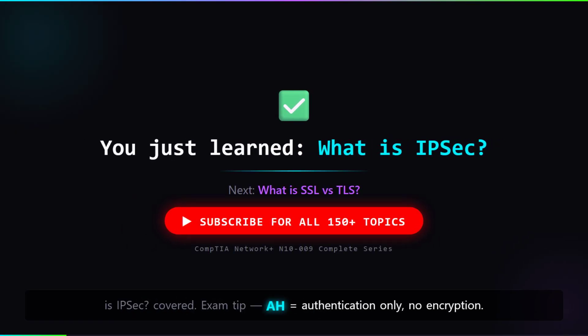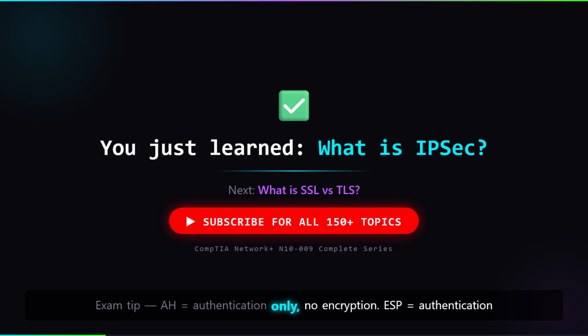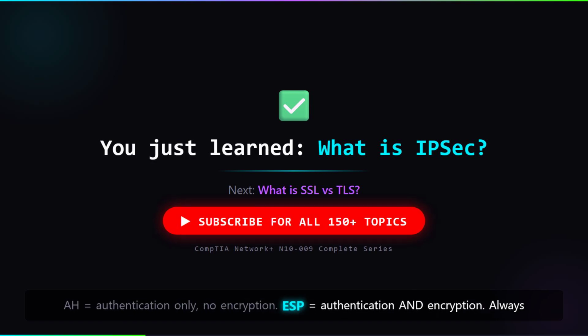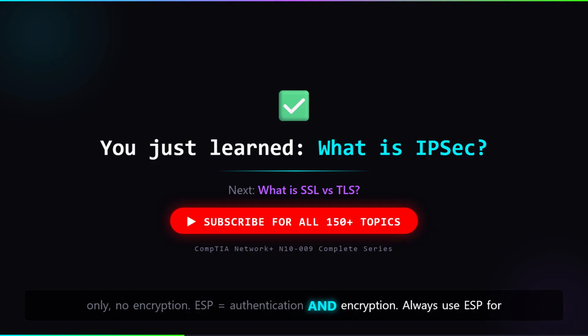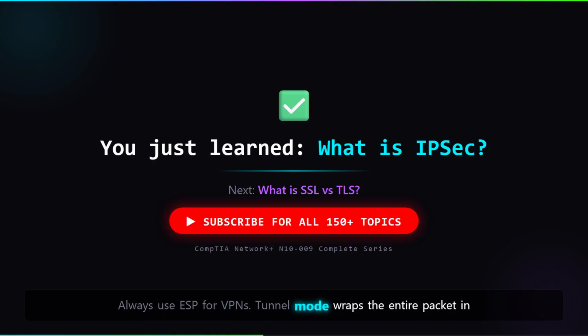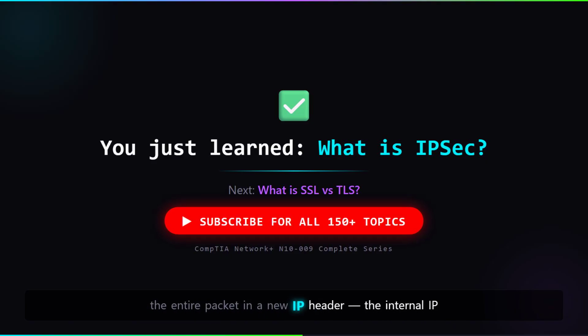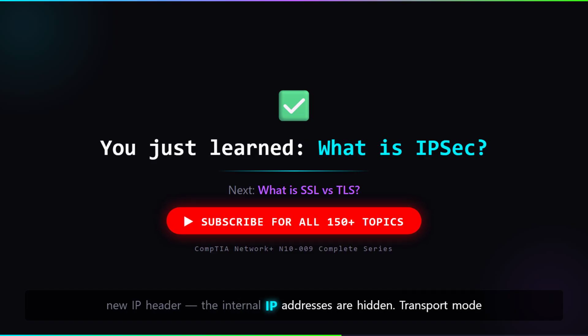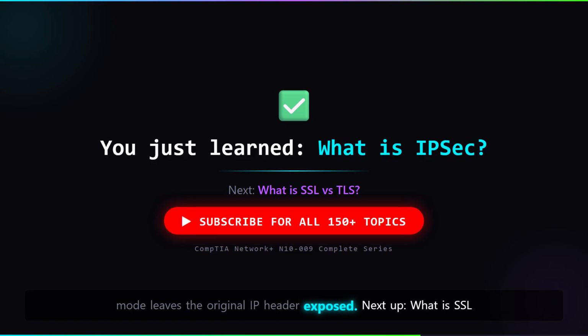Exam tip: AH equals authentication only, no encryption. ESP equals authentication and encryption. Always use ESP for VPNs. Tunnel mode wraps the entire packet in a new IP header. The internal IP addresses are hidden. Transport mode leaves the original IP header exposed.